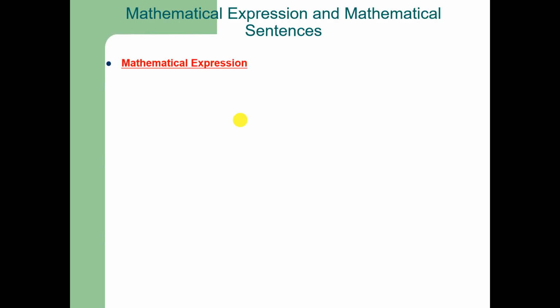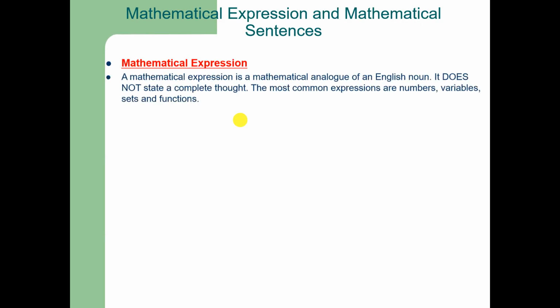So let us start with the mathematical expression. A mathematical expression is a mathematical analog of an English noun. It does not state a complete thought. The most common expressions are numbers, variables, sets, and functions, and so on. Some of the examples of mathematical expressions include the number 15. This is a number, so this does not state a complete thought. Then we have 8x. This is another mathematical expression which is not stating a complete thought. We have y minus 3. This is also an incomplete thought.